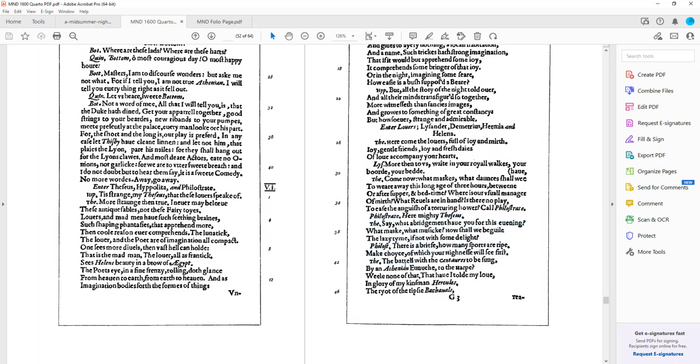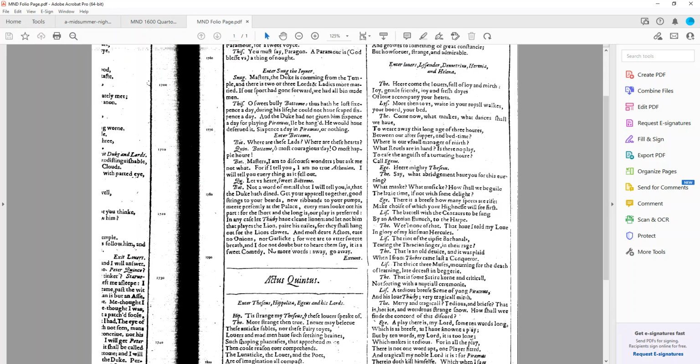Okay, that's Philostrate. Makes sense. He's the master of ceremonies. For Theseus, he was in the first scene of the play, and so on. But look at this version of Midsummer Night's Dream. This was the version published in the Folio 23 years later.